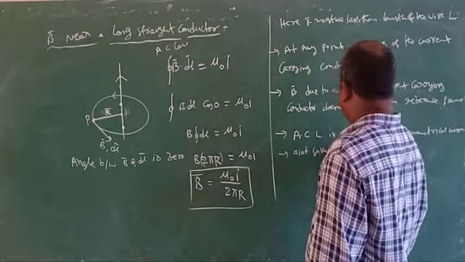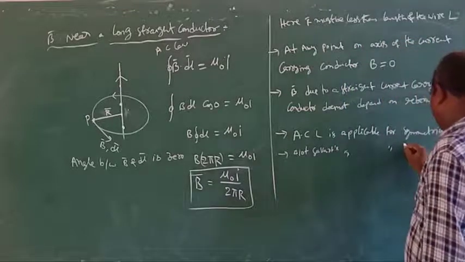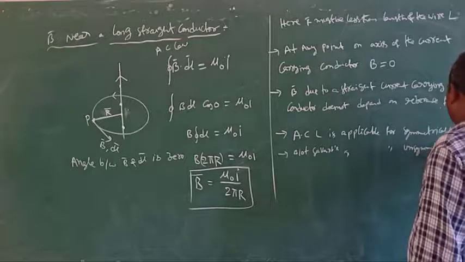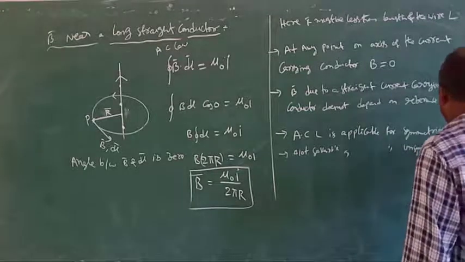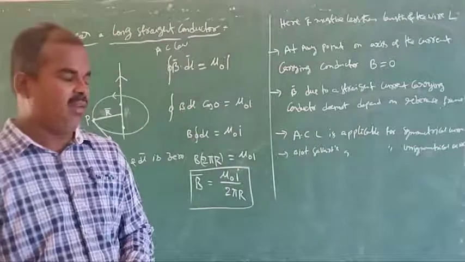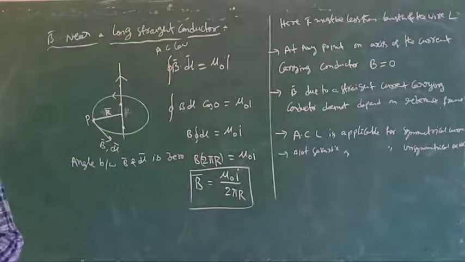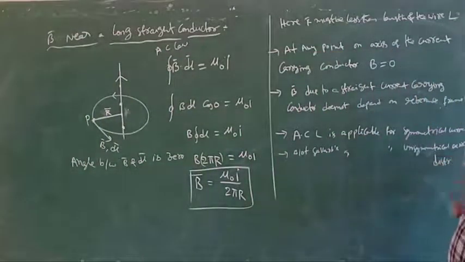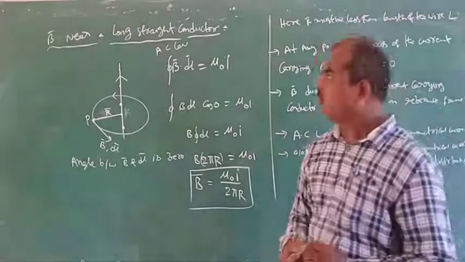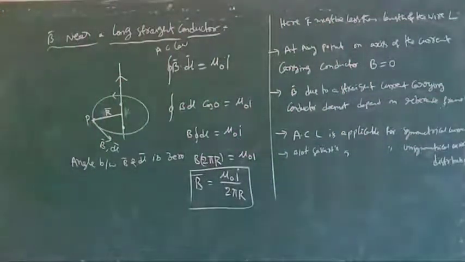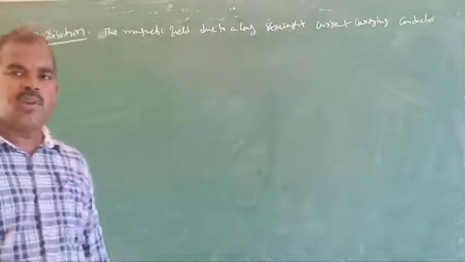Biot-Savart's law is applicable for unsymmetrical current distribution. This is about magnetic field induction near a long straight current carrying conductor.